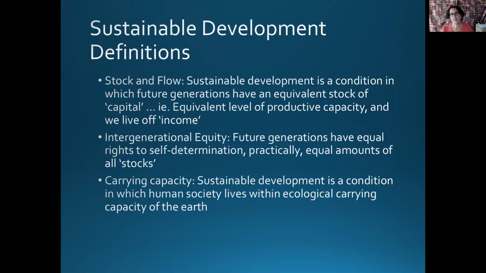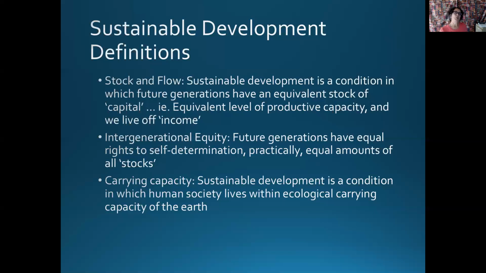Another definition, focusing on intergenerational equity, is where future generations have equal rights to self-determination, which often means practically equal amounts of all stocks. It's the same principle, but in a different field, a different way of measuring equity.